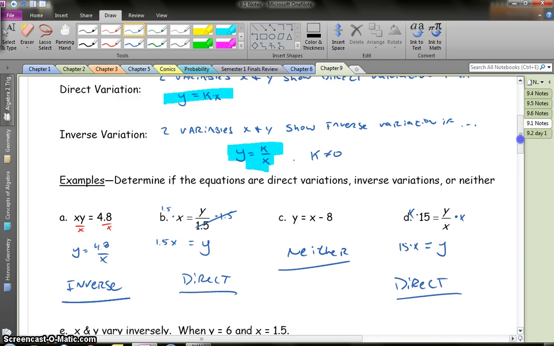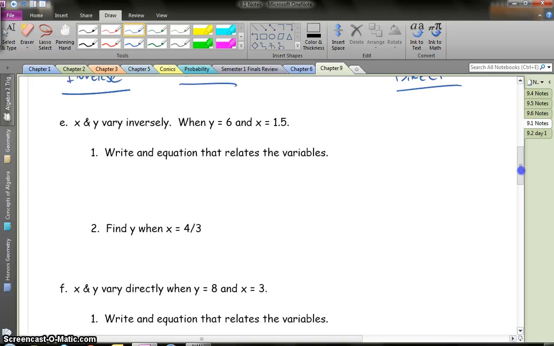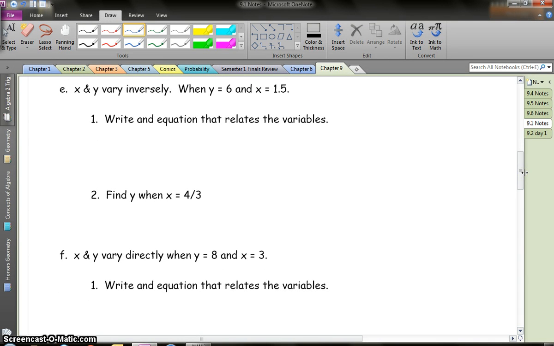Now, let's look at these examples. It says x and y vary inversely. Alright, well, right away, inversely tells you y equals k over x. And that's the first thing we always have to do, is determine which equation we are dealing with here. Alright, and then it says when y equals 6 and x equals 1.5. So the first thing we have to do is, it says write an equation. It doesn't say solve for k. It says write an equation. Alright, typo. Okay, so we have y is 6, so 6 equals k divided by 1.5.